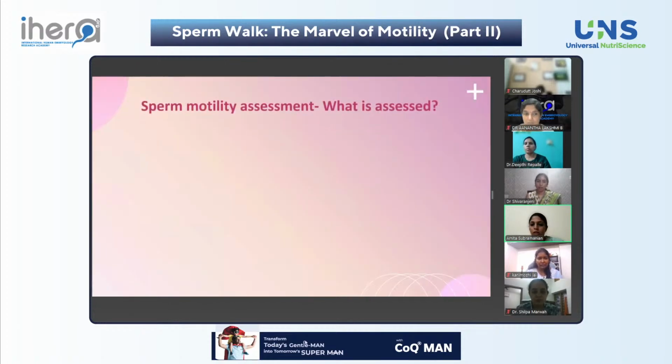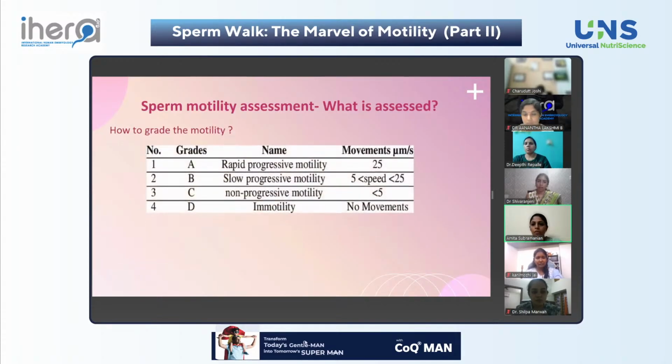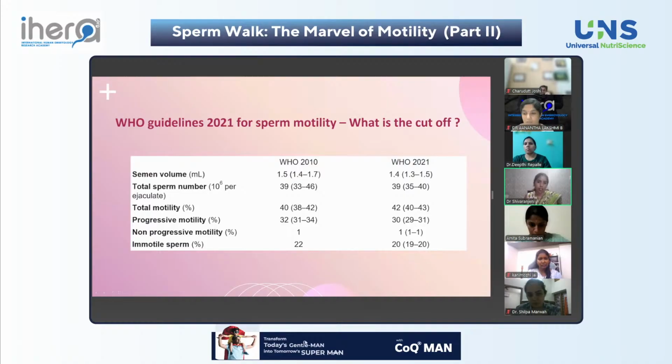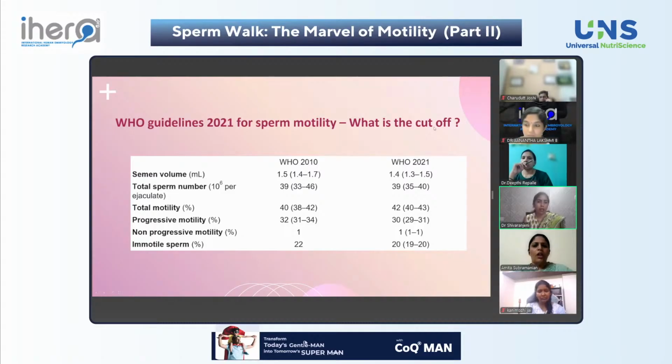And with respect to sperm motility WHO guidelines, what are the cutoffs for sperm motility? The total motility should be more than 42%, and the total progressive should be more than 30%, both rapid and slow progressive. So the difference between 2010 and 2021, they say 40% in 2010 and 42%. Does this really matter? It's a 2% difference. Does this really matter in deciding our treatment protocols or whatever plan?